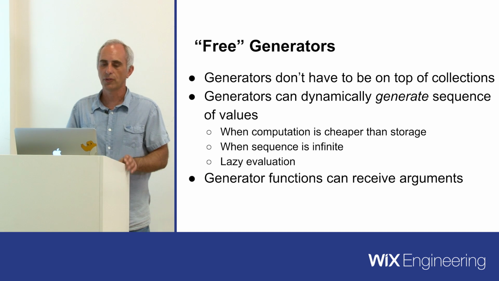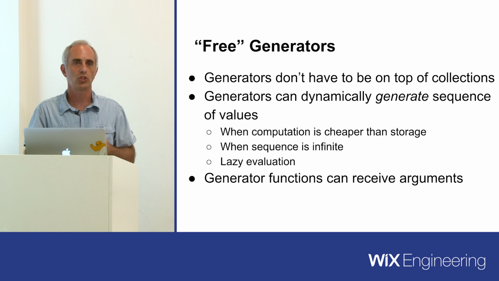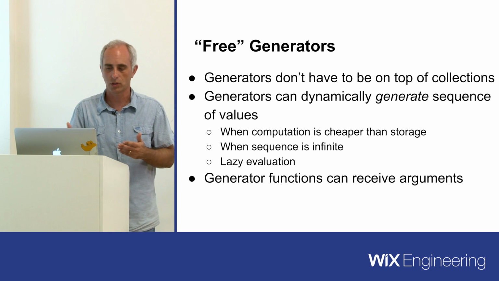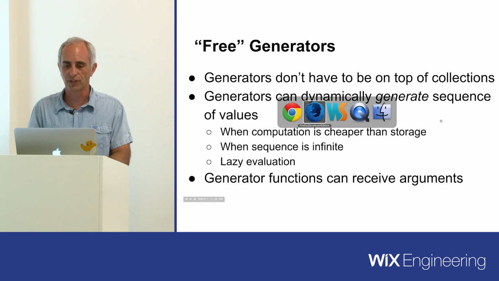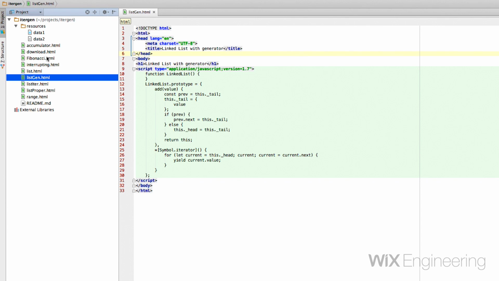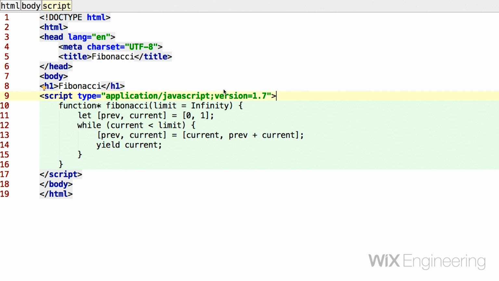So generator, and in addition to that, generator functions can receive arguments which can influence the way in which they work. Let's look at an example of this, and it's actually a fairly famous example. How many of you are familiar with the Fibonacci sequence? So the Fibonacci sequence is actually a very famous sequence of numbers. Basically, every number in the sequence is the sum of the two preceding values.